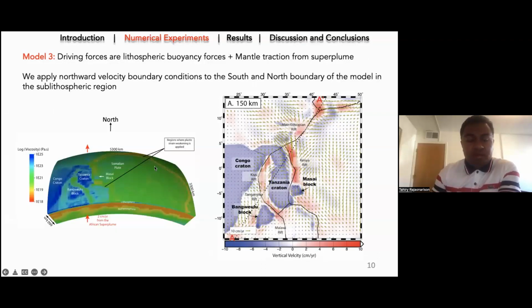And the third model is a superplume model, where we simulate with a northward boundary condition the northward mantle flow from the superplume. And the mantle flow looks like this, mainly characterized by mantle flow going around the Tanzania Craton and flow parallel to the rifts, flowing northward.